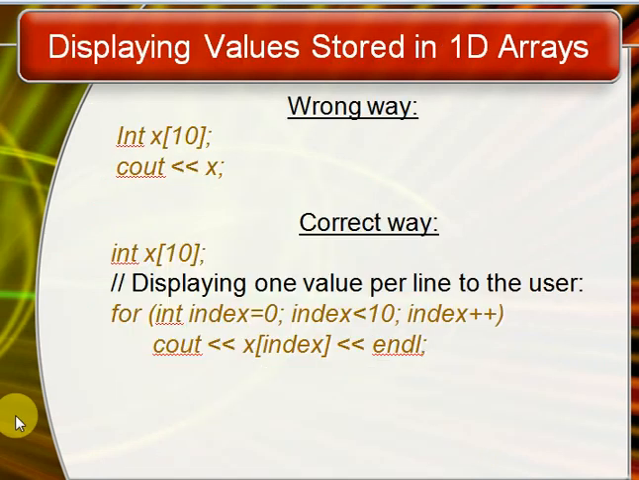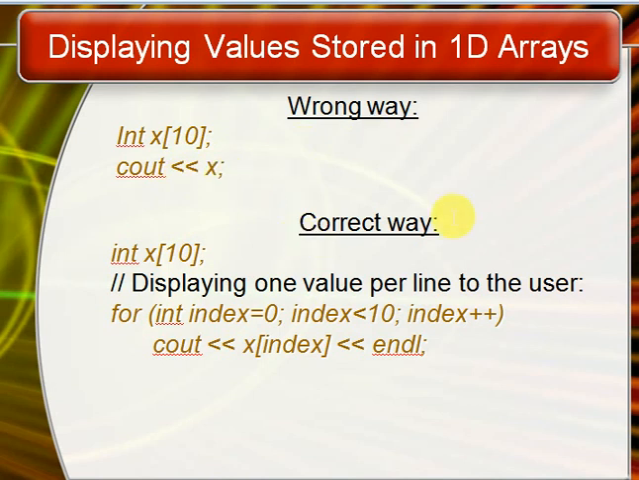Now, displaying values stored in an array, here is a wrong way. That is int x having 10 values, cout << x. It's not an array element; an array must follow an index. So it's a wrong way of accessing elements of an array.